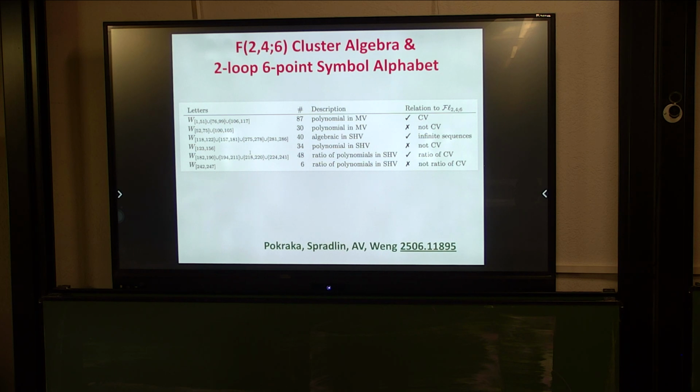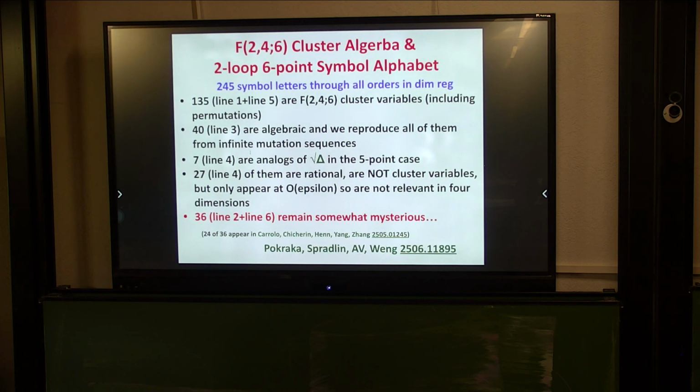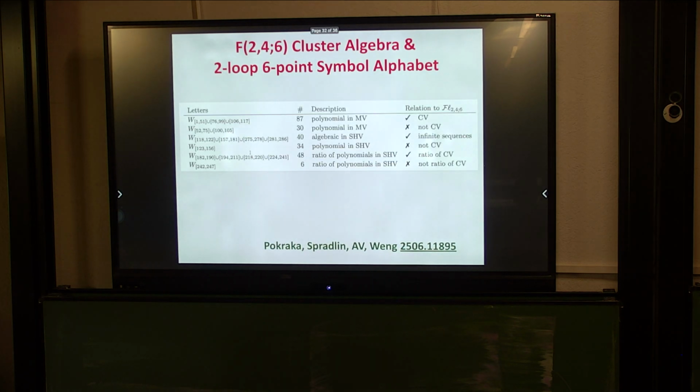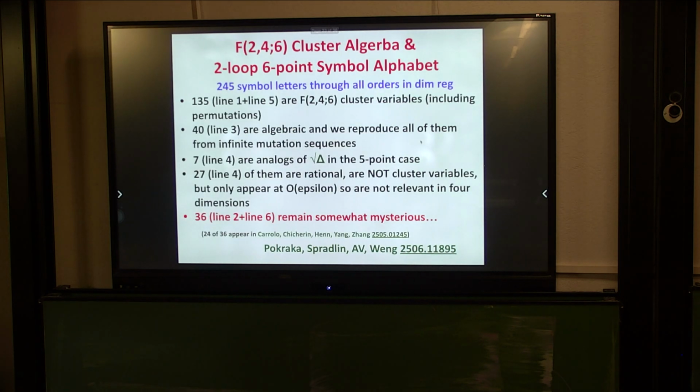Now I'm going to do the counting. Line 2 and line 6, now I have to do arithmetic. Line 2 and line 6, 36. So SHV is spin-helicity variables, MV is Mandelstam variables. The crosses that you might want to worry about are this and this. These are somewhat mysterious and are not described by flag cluster algebra.